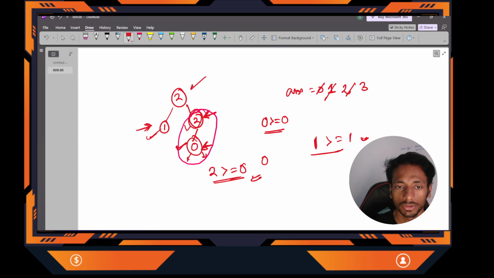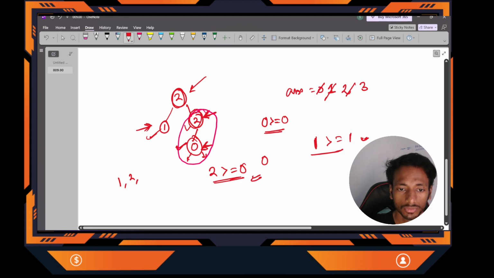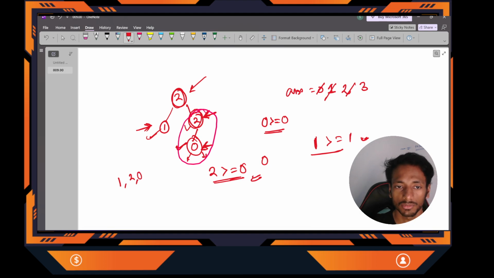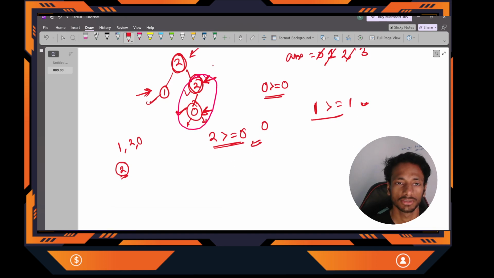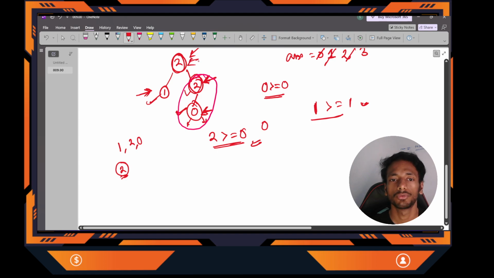Now suppose I want to know whether this node 2 is a dominant node or not. How do we know that? What values are present in this hierarchy? That is 1, another is 2, and this is 0. These 3 nodes are present as children of this node 2. And the current root node value is 2. So what is the condition to be a dominant node? The value in this root node should be greater than or equal to all the values.